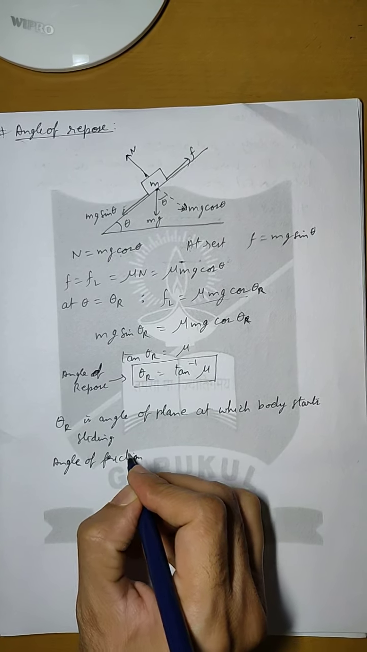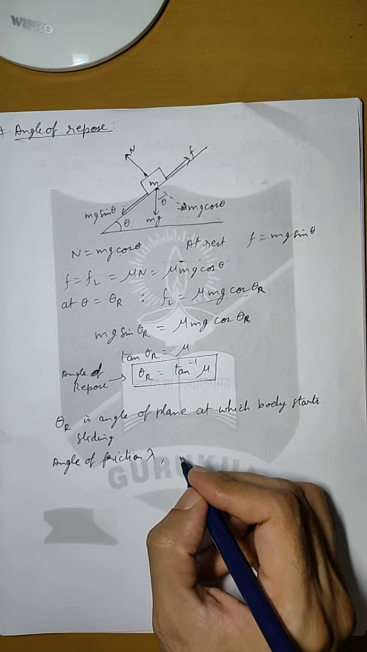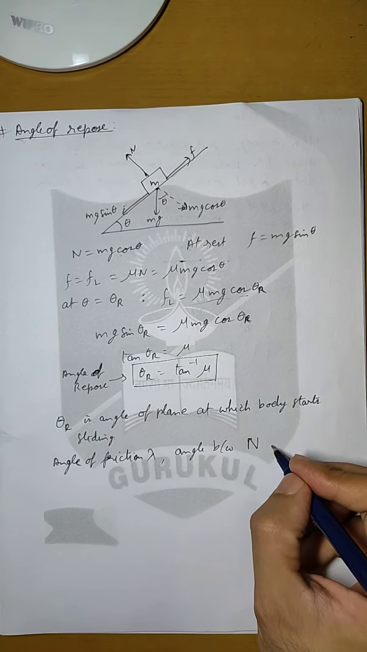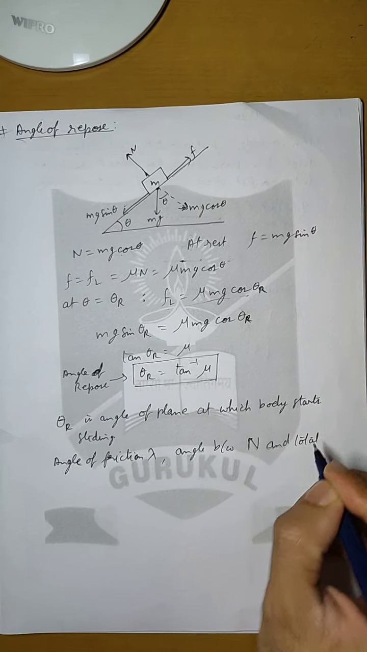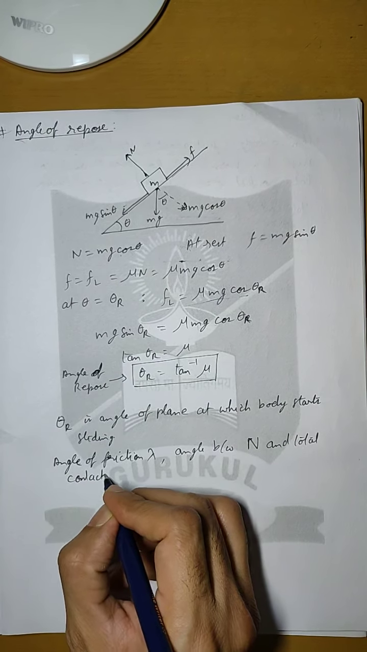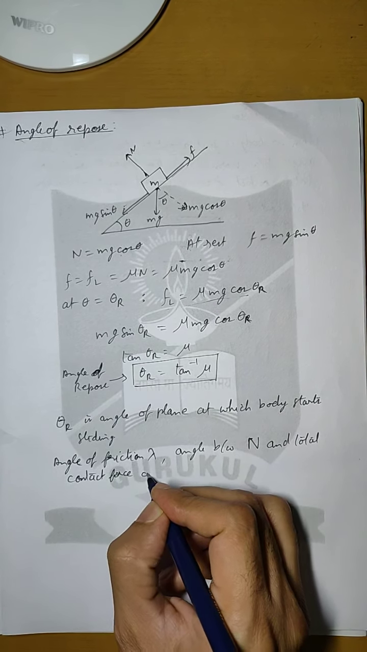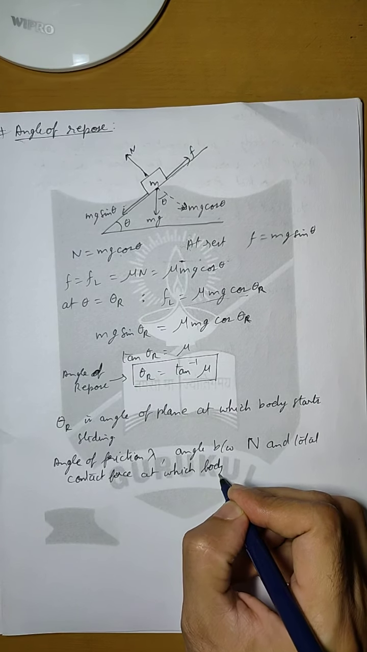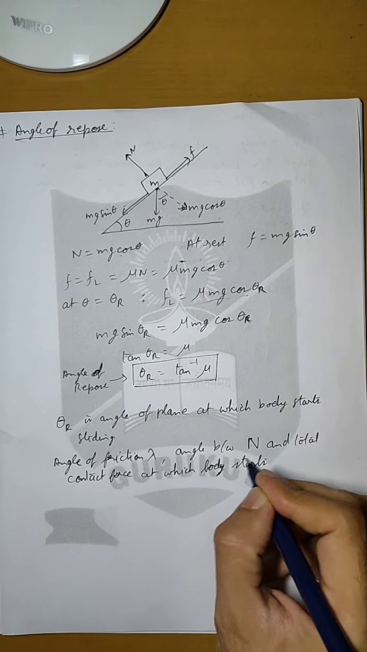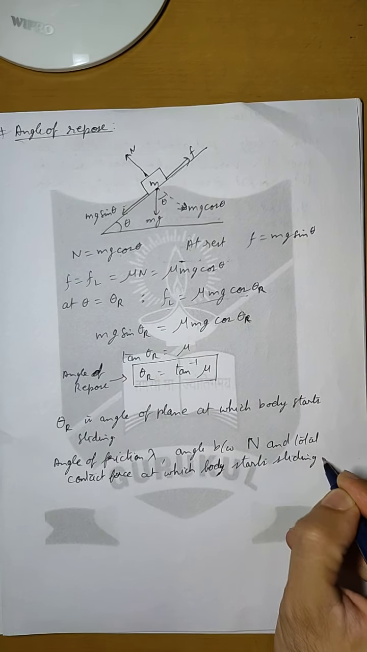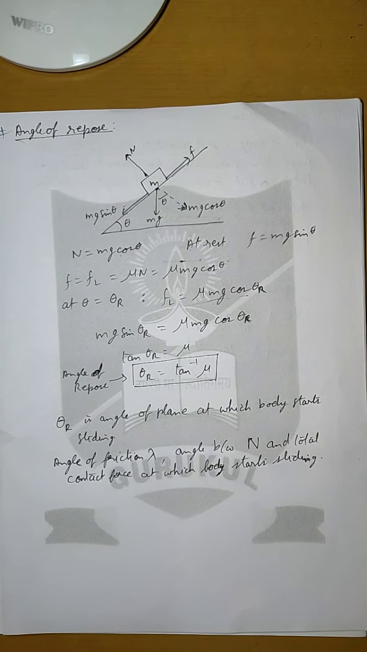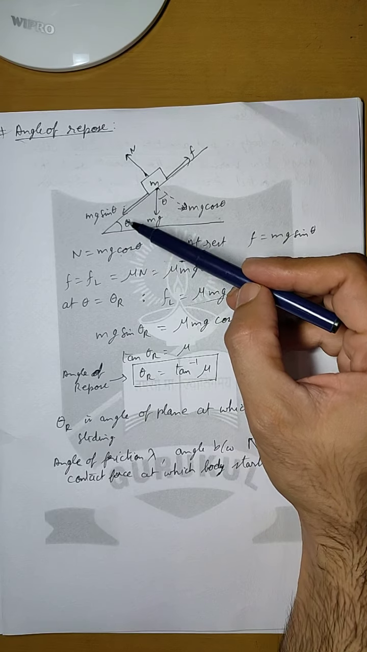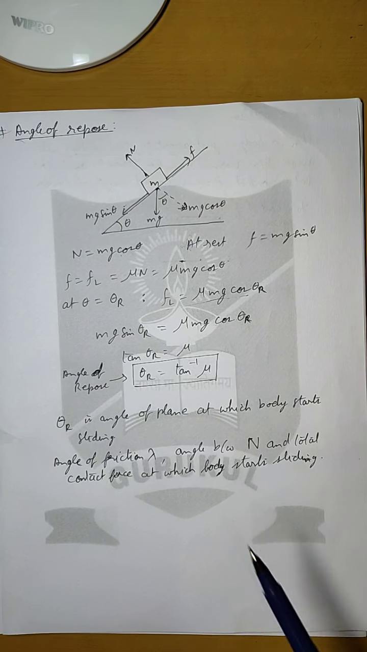and angle of friction, which we denoted with lambda, is the angle between the normal force and total contact force at which body starts sliding. So both angle of friction and angle of repose are defined when the body starts sliding. The only difference is the angle of repose is the angle of plane, while angle of friction is the angle between normal and total contact force.